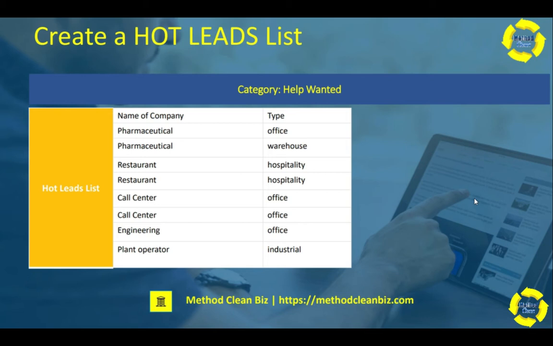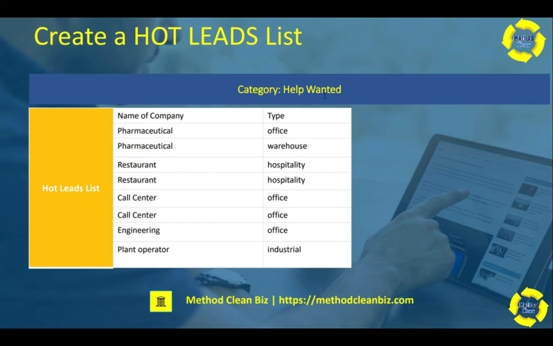This would all apply. What we're trying to figure out is, okay, there's 40,000 businesses in my market, or a million or whatever. Which ones actually have money right now and are spending it? Because in a time of financial distress, not everybody does. So one of the ways to do this is we're going to create a hot leads list, and the category today is going to be help wanted.